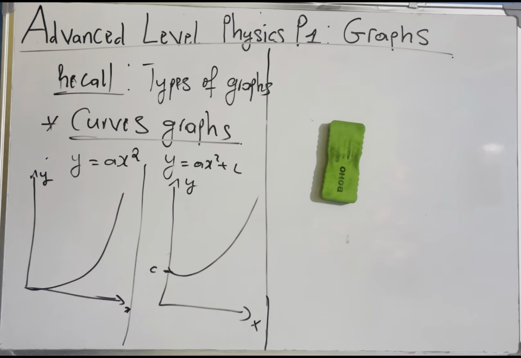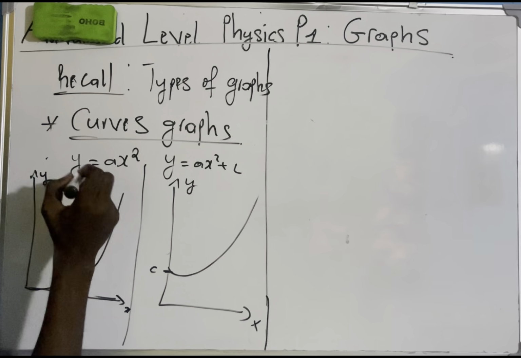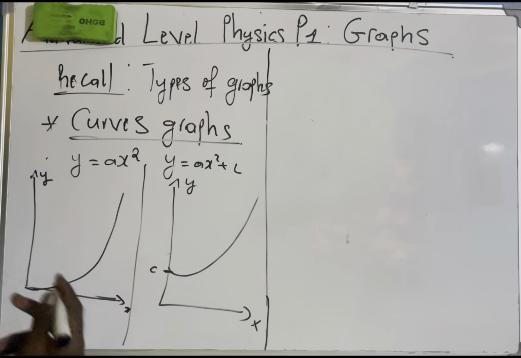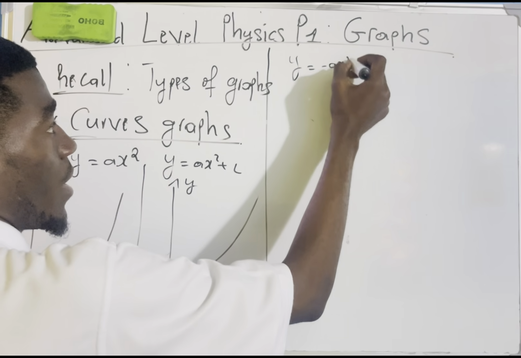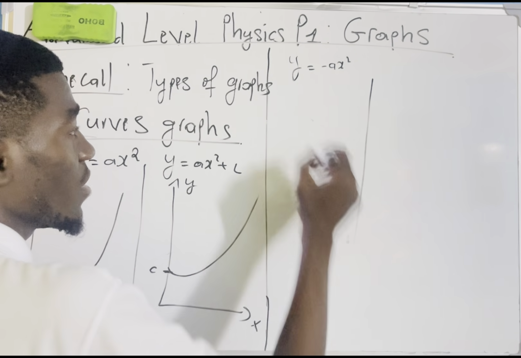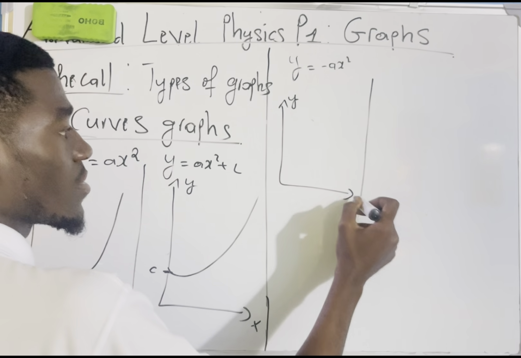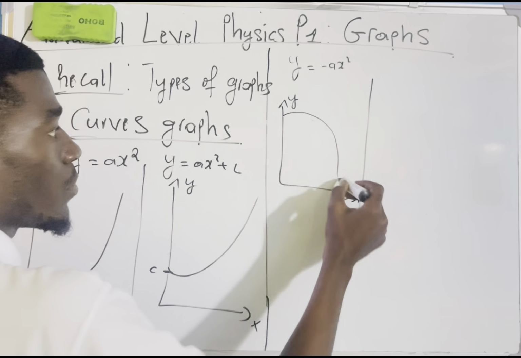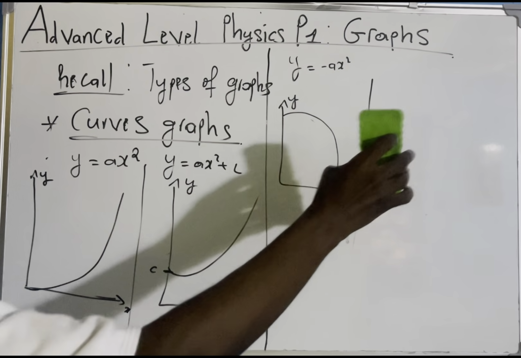Now, this happens when the coefficient a is positive. What happens when it is negative? Y equals negative ax squared. The curve here will form a maximum turning point. Something like that. Is it okay? Maximum turning point. Now we can still have a curve.